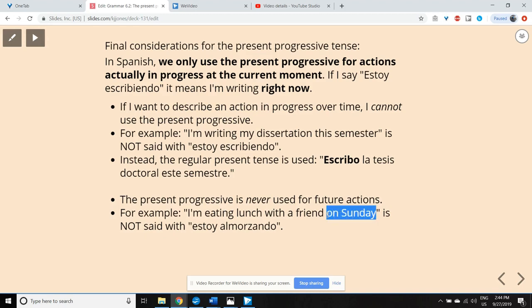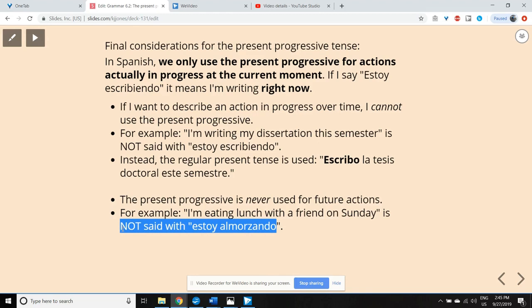Today, as I make this, it's a Friday. Sunday is in the future. This future action cannot be expressed with the present progressive tense. We never use estoy almorzando to talk about this. Never. Yes, I know it sounds like it should be. No. This is why thinking in English and trying to work in Spanish is going to lead you down a bad path where errors are made. Just think about it. Is the action in progress right now? If it's not, you cannot use the present progressive tense to narrate it in Spanish.